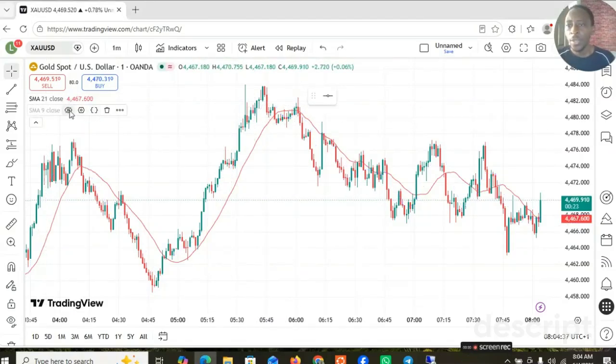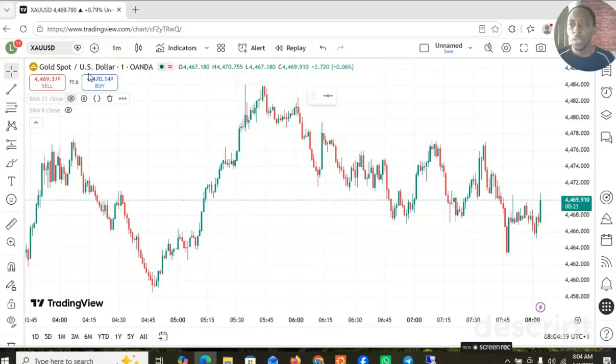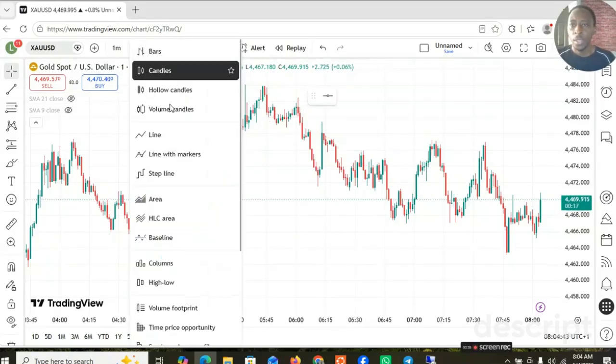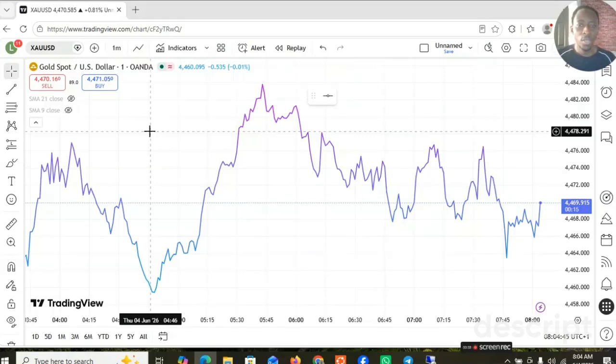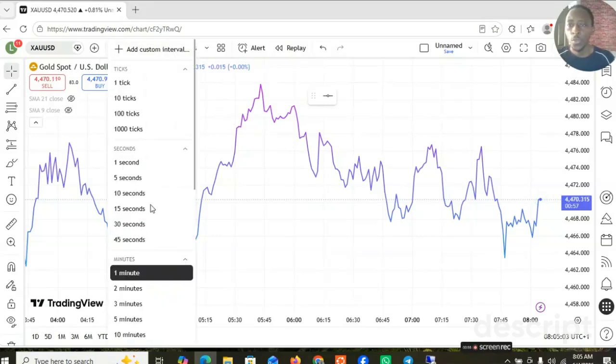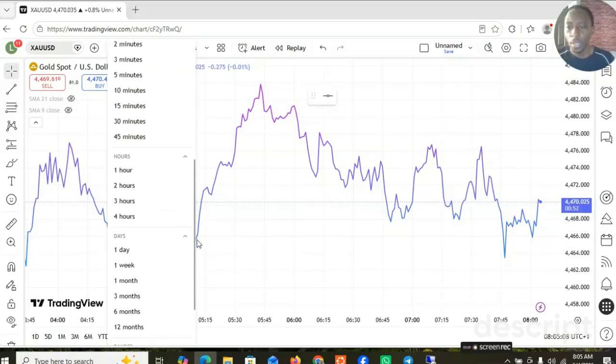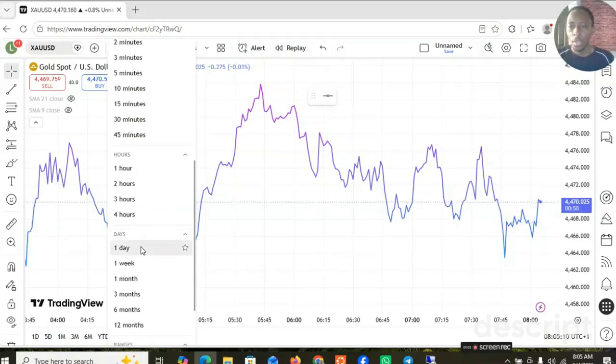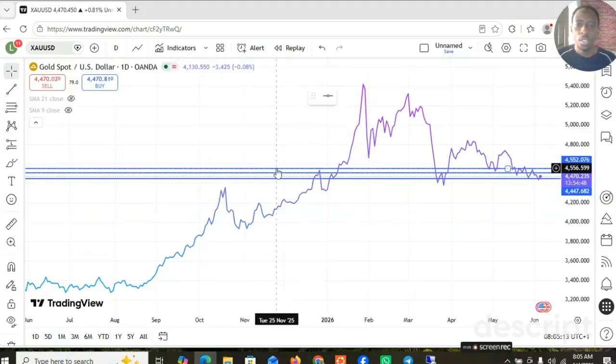Let me first hide the indicators on the charts. Then we switch back to our line charts. So first we take our top-down analysis so we can get our key levels and most recent high and low, and equally get our support and resistance to use. To do that, we'll go to the daily charts. I love using the daily charts.